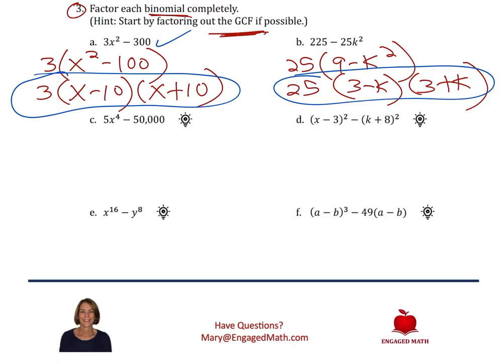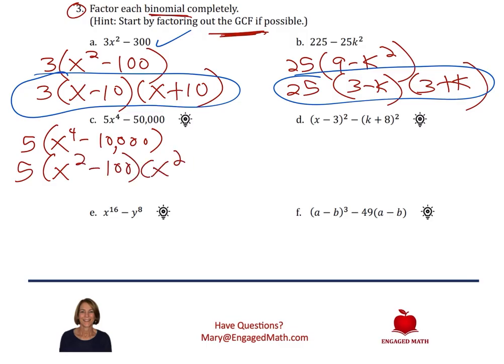Okay, the next one, we're going to take out a 5, and we're going to have x to the 4th minus 10,000. Okay, now we have 5, and we're going to take the difference of two squares. So it's going to be x squared minus 100 and x squared plus 100.